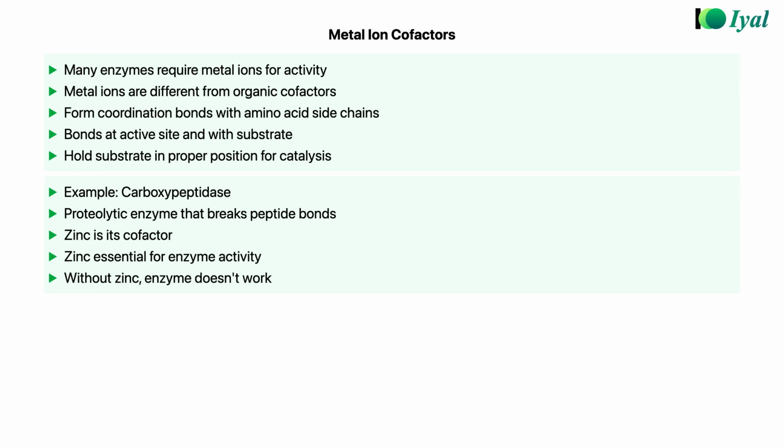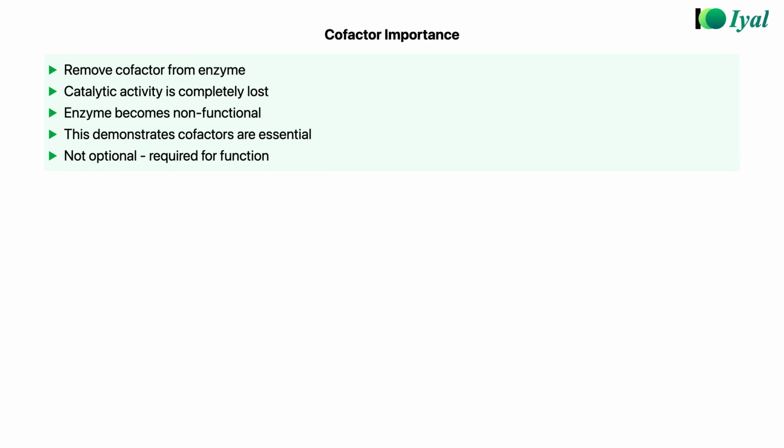A great example is carboxypeptidase. It's an enzyme that breaks peptide bonds. Proteases do this. Carboxypeptidase requires zinc as a cofactor. The zinc is essential. Without it, the enzyme is useless. Here's the bottom line on cofactors. If you remove the cofactor from an enzyme, catalytic activity drops to zero. The enzyme stops working. The apoenzyme alone cannot function. This proves how crucial cofactors are. They're not optional extras. They're absolutely required for the enzyme to work.